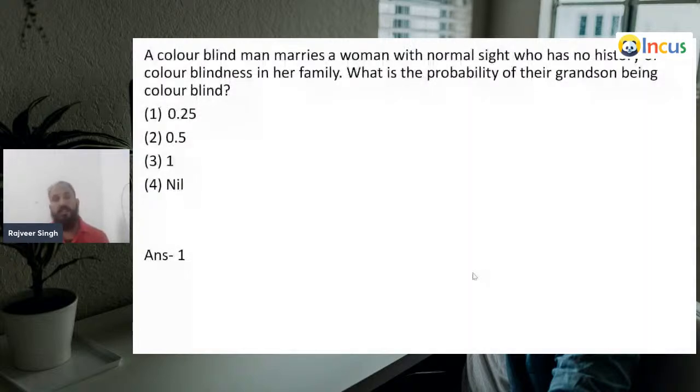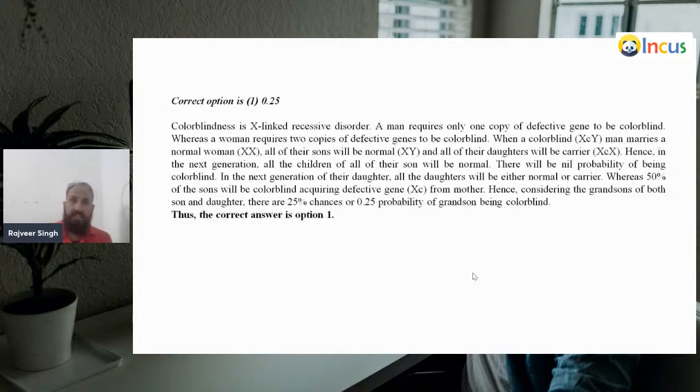A colorblind man marries a woman with normal sight who has no history of colorblindness in her family. What is the probability of their grandson being colorblind? The options are 0.25, 0.5, 1 and nil. So the answer will be 0.25, which means 1/4. How is this probability right?